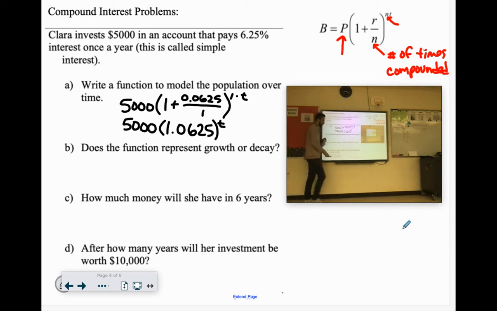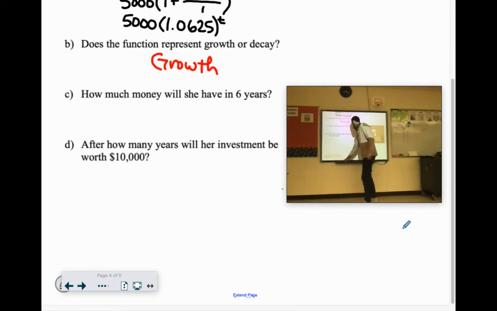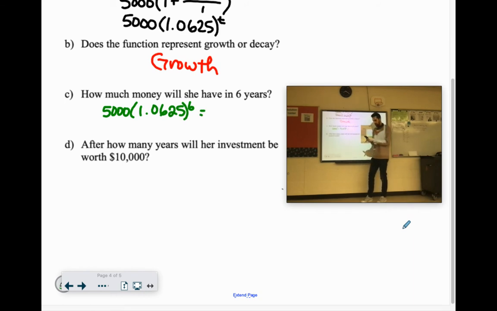So we just cleaned it up a little bit. Now, does this show growth or decay? Well, obviously, the number with the exponent is larger than 1, so that's exponential growth. How much money will she have in 6 years? So we're going to put in 6 for our exponent. 5,000 times 1.0625 to the 6th power. 1.0625 to the 6th. 1.4387 and so on, times $5,000.